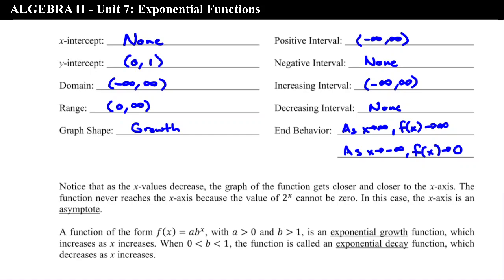A function of the form f of x equals ab to the x, where a is greater than 0 and b is greater than 0, is an exponential growth function. And when b is between 0 and 1, you have an exponential decay function. And again, we're going to talk more about those functions a little bit later in this unit.